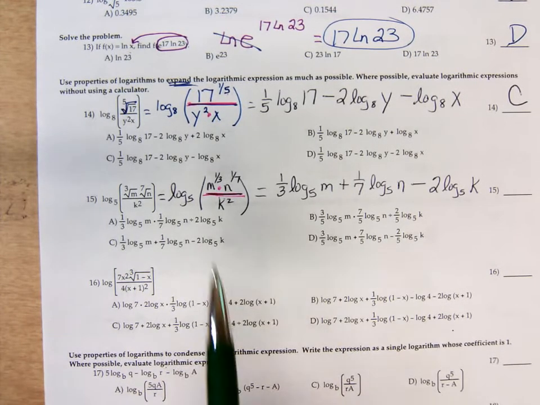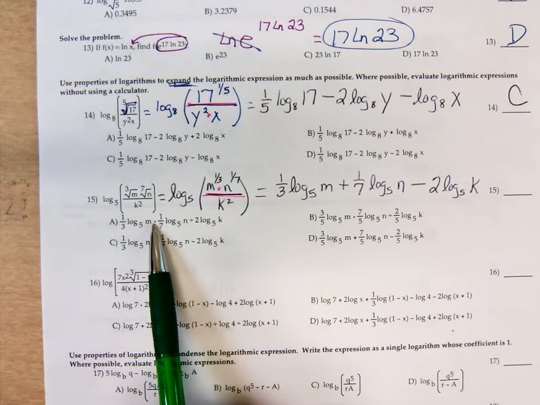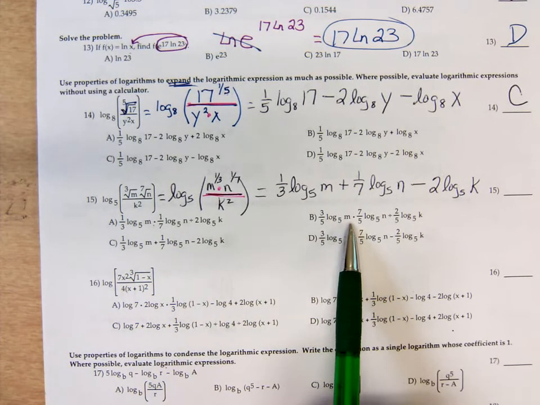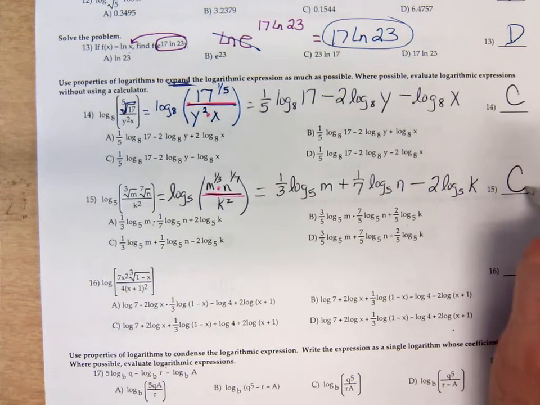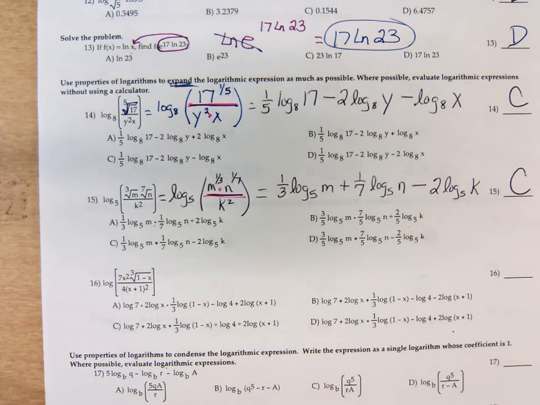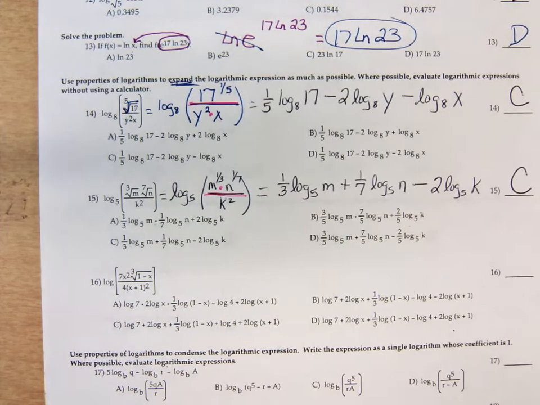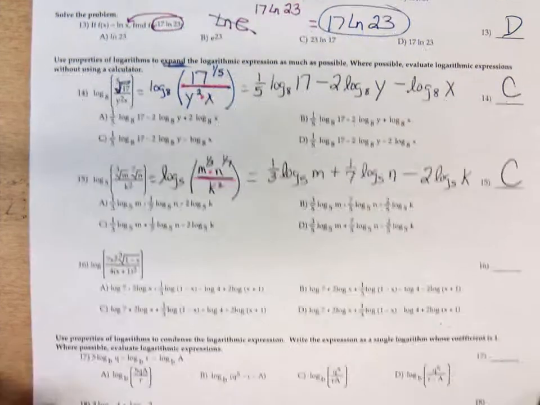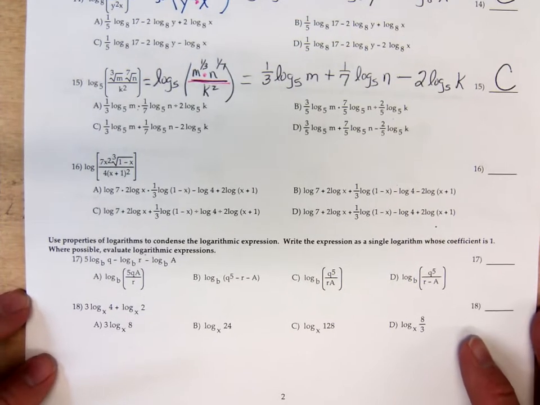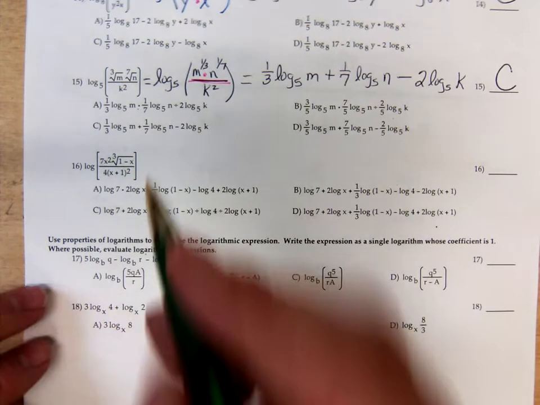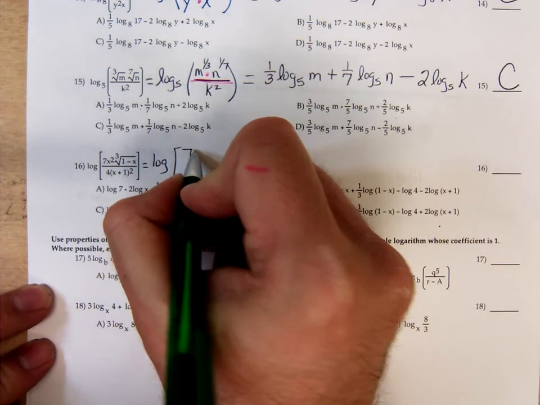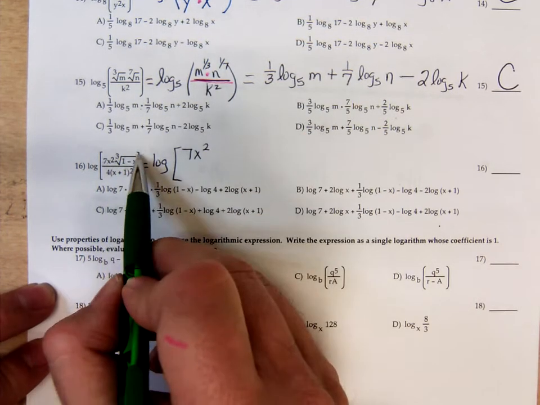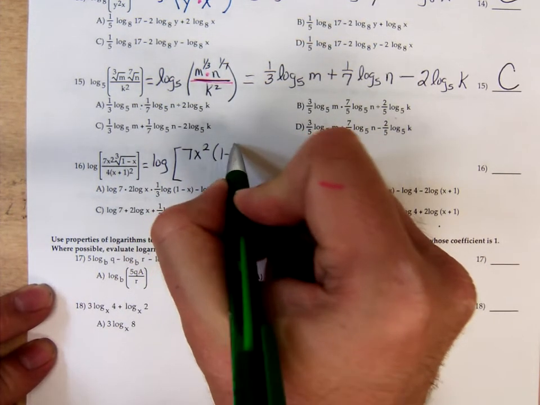But it's definitely not A, which has multiplication and division symbols, or B. Okay? They should have those multiplication dots or division. Is it C? Thinking it's C again. Say again because the one right before it was C. Number 16. We need to rewrite it. Log 7x squared. This cube root I'm going to write as a 1/3 exponent.